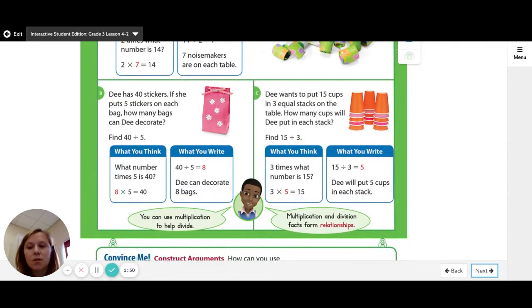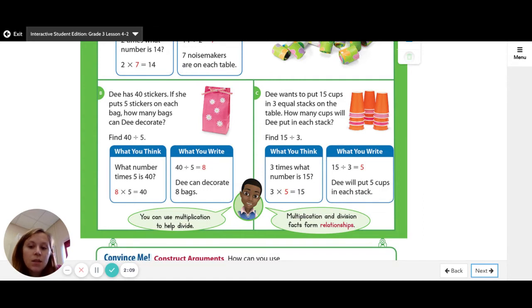Our next example, B. D has 40 stickers. If she puts 5 stickers on each bag, how many bags can D decorate? So we want to think about 40 divided by 5, or what times 5 equals 40? So I know 8 times 5 equals 40, so that tells me that 40 divided by 5 equals 8. D can decorate 8 bags.